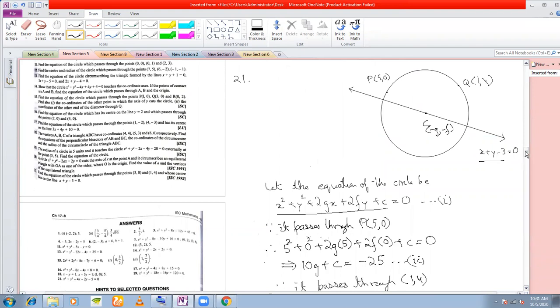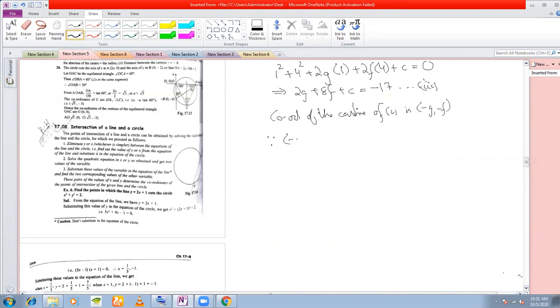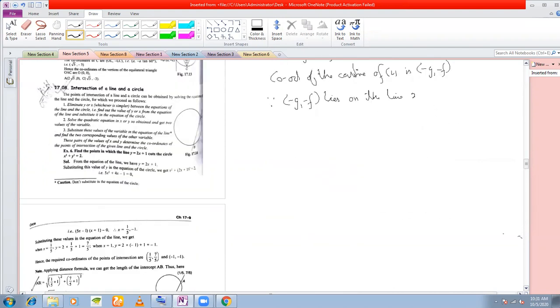The line x plus y minus 3 is equal to 0. Since the line is passing through the center, minus g, minus f lies on the line x plus y minus 3 equals 0. Therefore, it must satisfy this equation. Put minus g in place of x, minus f in place of y. So what you get here is minus g minus f minus 3 is equal to 0, or you can write this as g plus f is equal to minus 3. Call this equation number 4.